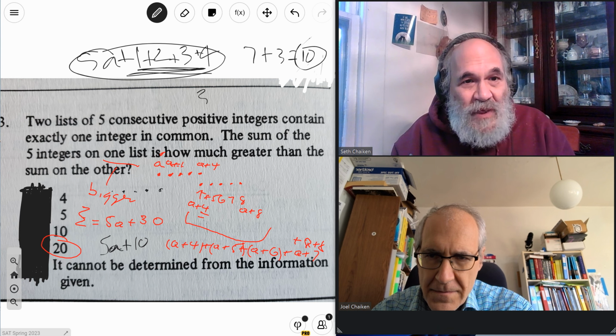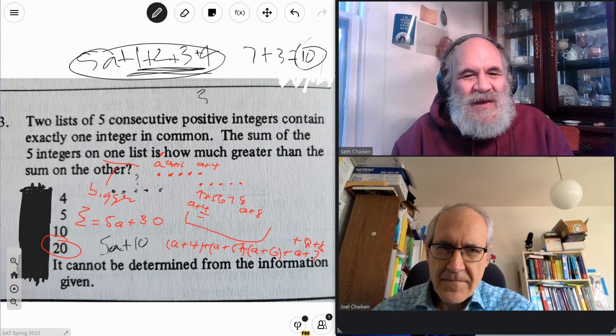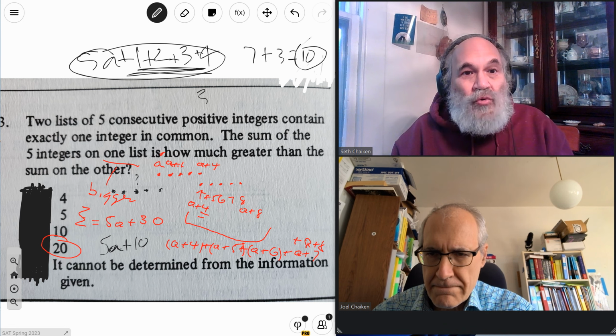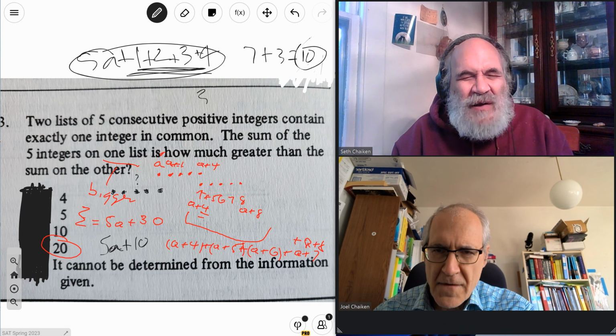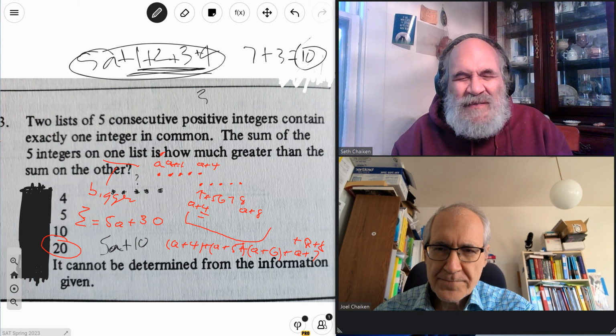Well, the thing is, so what's the justification for not having to test this? Well, the thing is, the sum of the integers in one list is how much greater than the sum in the other. Well, only one of the two lists has a greater sum than the other list. It's in fact the list of the smaller numbers is a certain positive amount less than the other one.